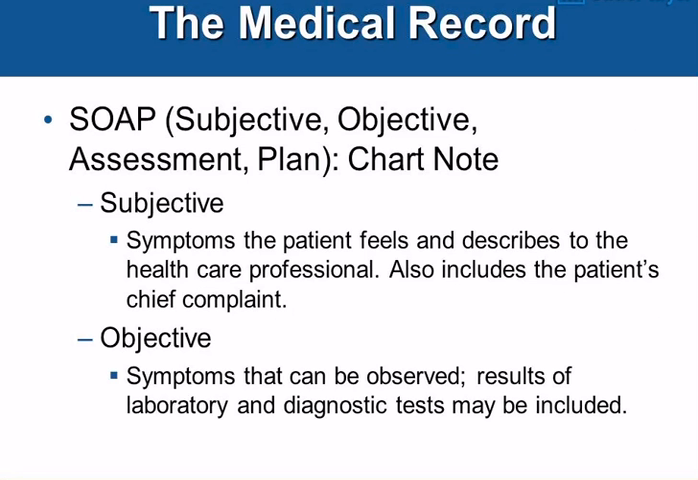71. The medical record. SOAP: subjective, objective, assessment, plan, chart note. Subjective: symptoms the patient feels and describes to the healthcare professional. Also includes the patient's chief complaint. Objective: symptoms that can be observed; results of laboratory and diagnostic tests may be included.